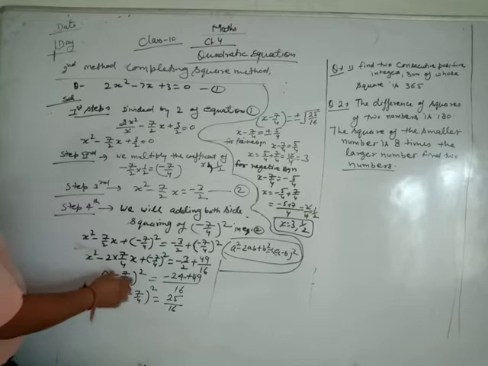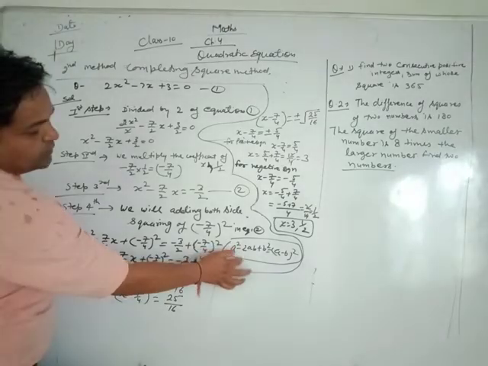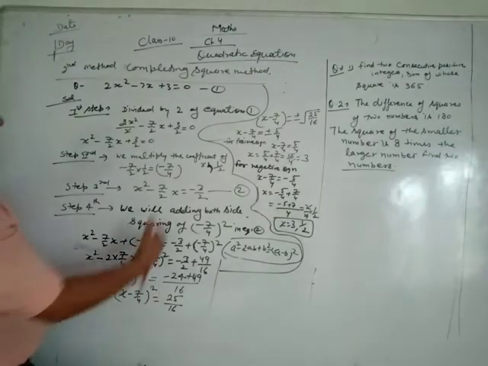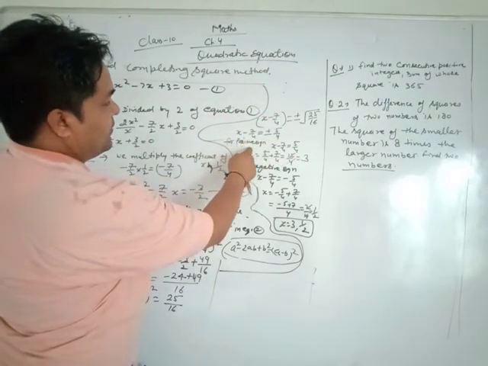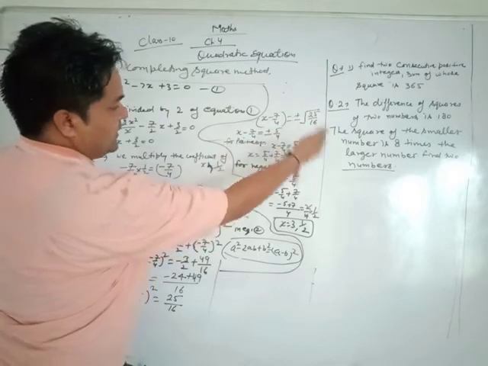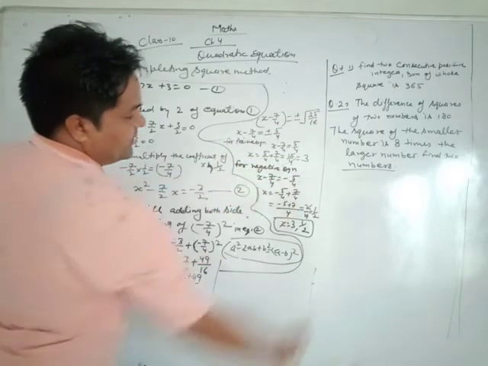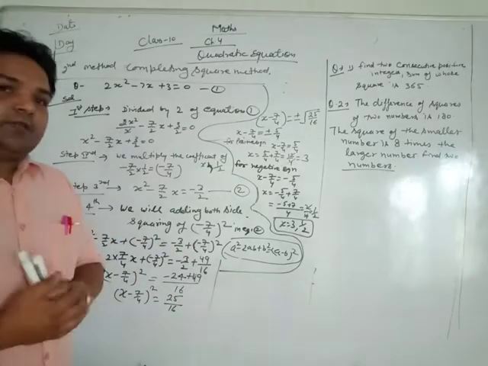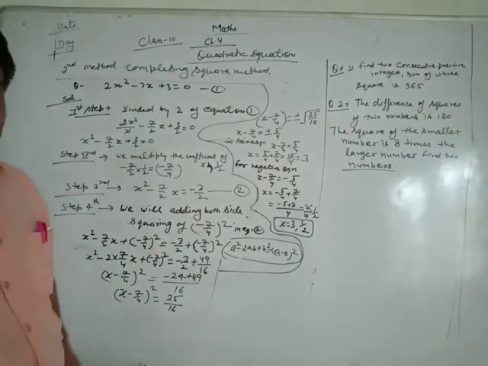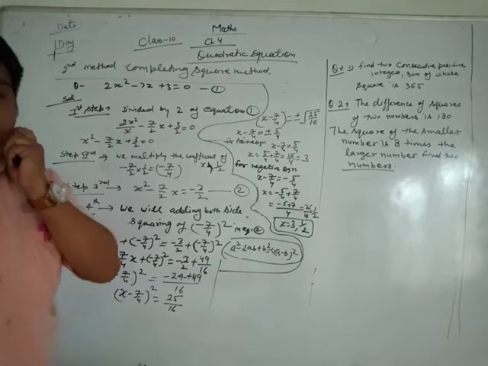Lastly, step 4, we will add both sides, squaring both sides, and adding, then we will get x minus 7 by 4 square using the identity. And again after solving we will take the first with the positive sign of the right hand side and the second with the negative sign of the right hand side, and after that we will solve it.